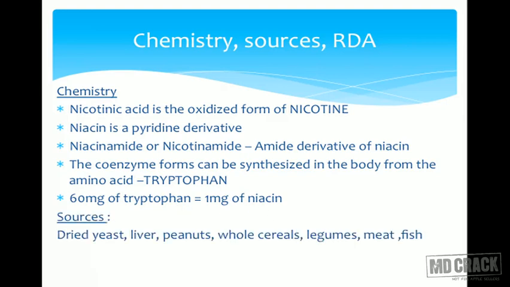The sources are dried yeast, liver, peanuts, whole cereals, legumes, meat, and fish. And the RDA is around 20 milligrams per day. So let us look further.